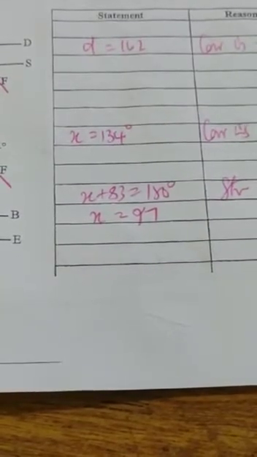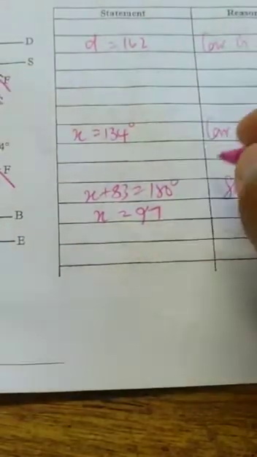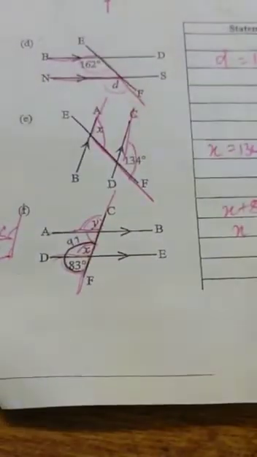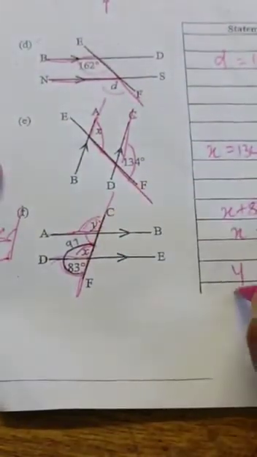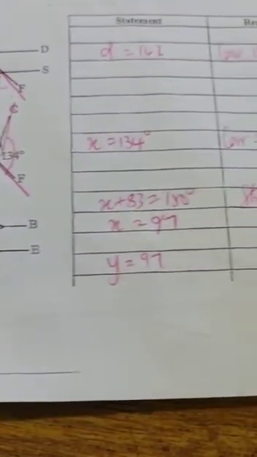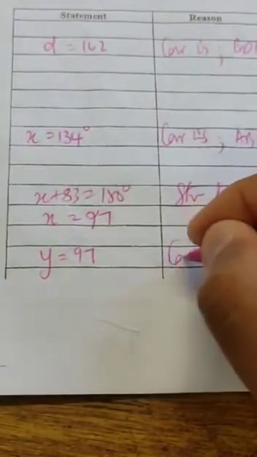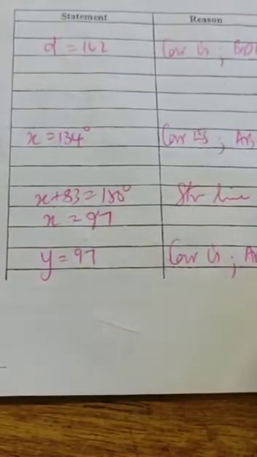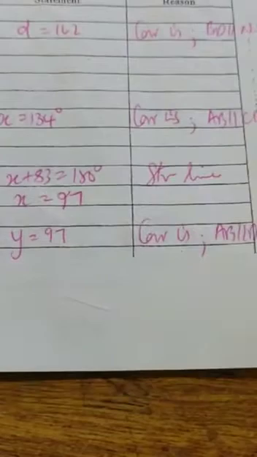So we can put on the diagram that 97 degrees there. And then we just say Y is equal to 97. That's the reason we already spoke about. It's going to be corresponding angles with AB being parallel to DE.